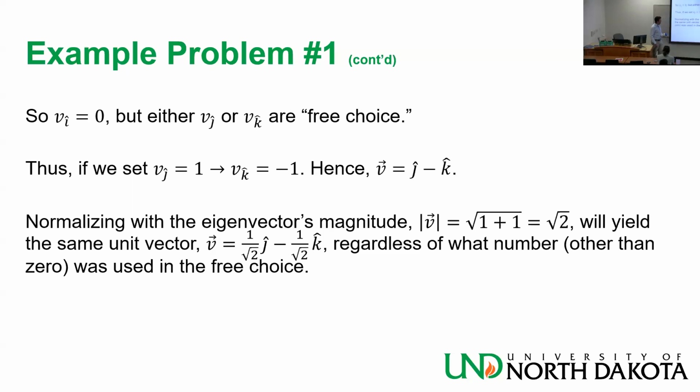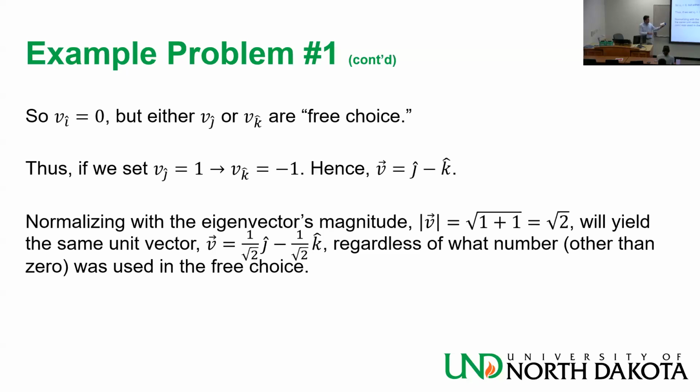Because it gave me a vector that is pointing in one direction. Say, what if I chose 2 for Vj, and then I got minus 2 for Vk? Wouldn't that work as well? Yes, it would have worked, but the magnitude of the vector would be bigger. Exactly. So I'm getting a vector that is pointing in the right direction.